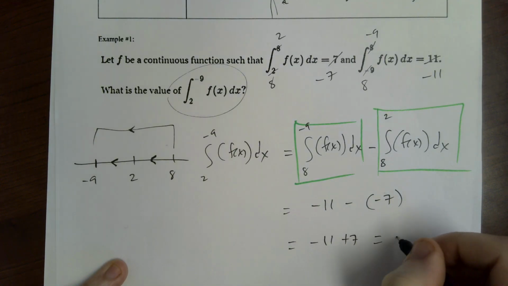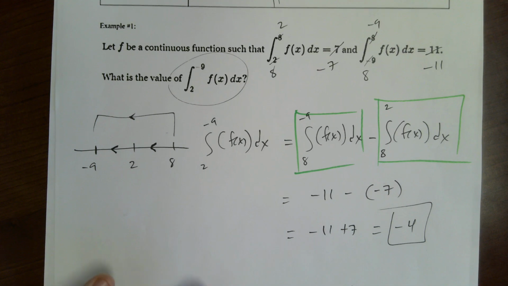-11 plus 7 is -4. So that is the answer. Okay. All right, let's do another one.